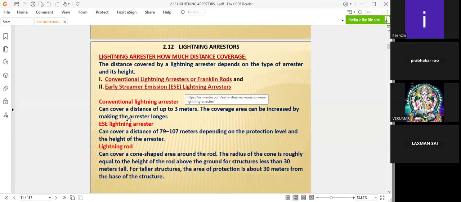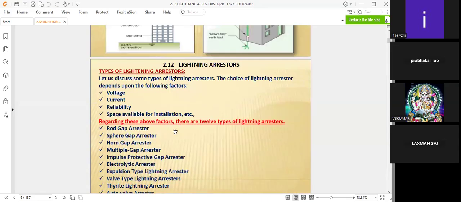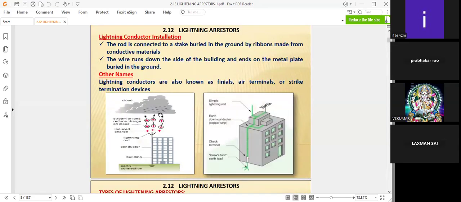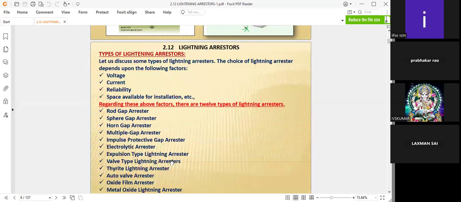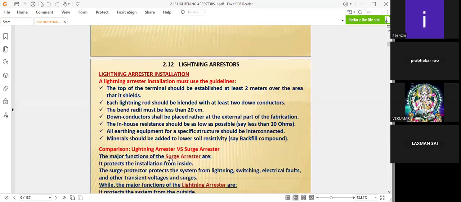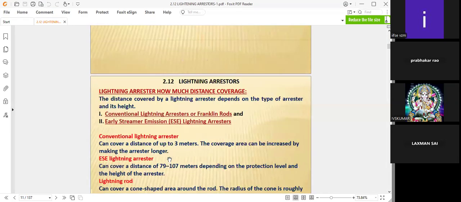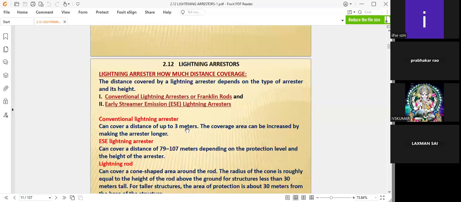A conventional lightning arrestor can cover a distance up to 3 meters. That means above the building, a 3 meters radius will be covered. We have to take the need of the hour and decide which to go for. The covered area can be increased by making the arrestor longer, meaning the length of the rod. The length decides how much distance it takes care of.